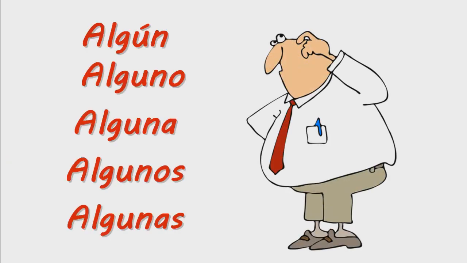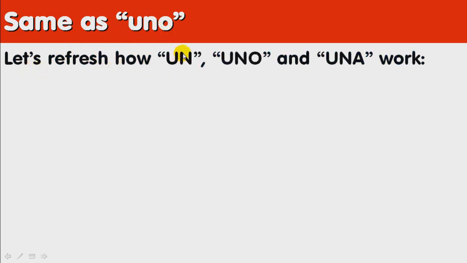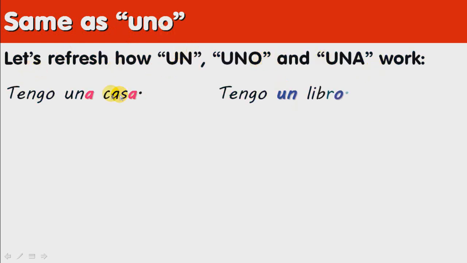In this video we are going to study algún, alguno, alguna, algunos, algunas. It's important to mention that this works in the same way as the word uno. Let's refresh how uno and una work. For example, tengo una casa, tengo un libro. Casa is a singular feminine noun, that's why we are using the word una. Libro is a singular masculine noun, that's why if I want to say a book, I would say un libro.